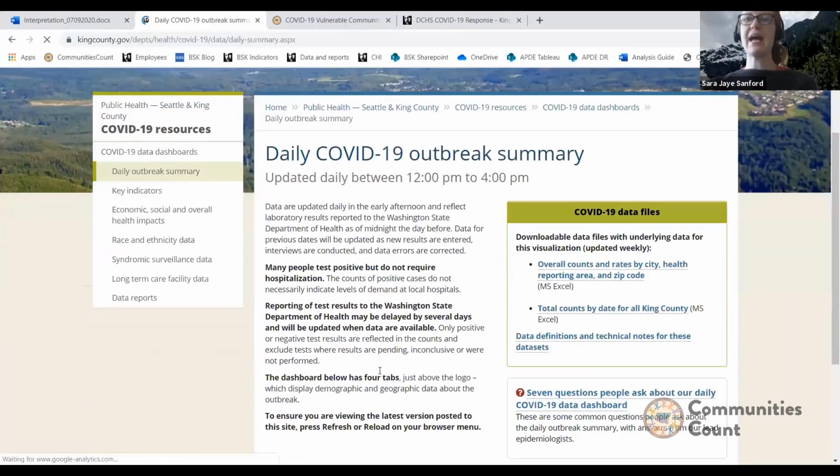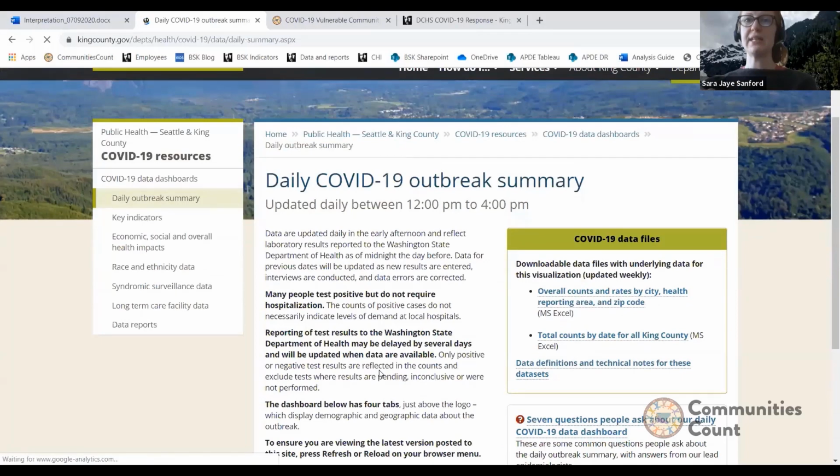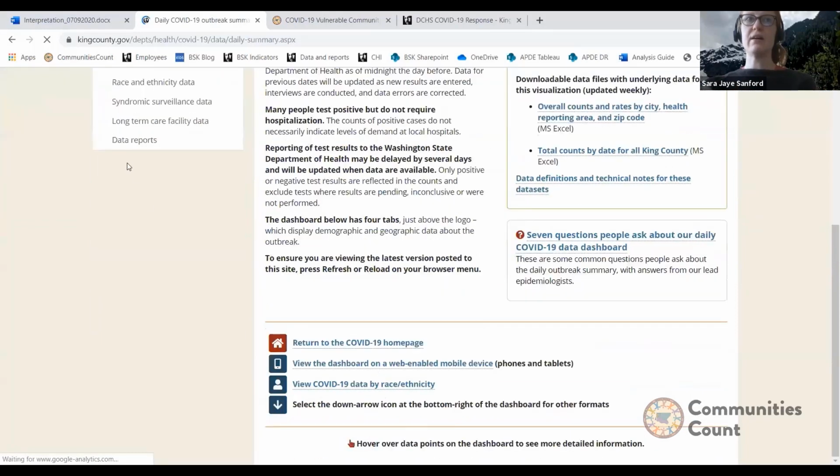In this daily outbreak summary dashboard, you can see a variety of which is taking a moment to load. If you've spent time on our dashboards, you may notice that this happens occasionally.